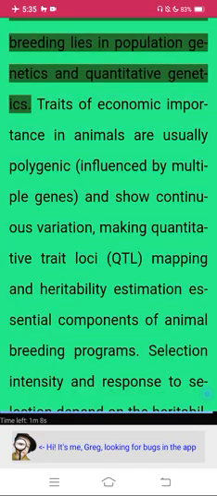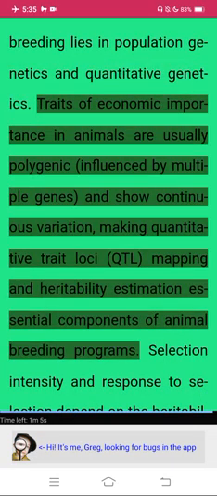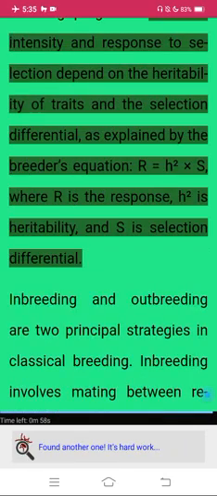The foundation of animal breeding lies in population genetics and quantitative genetics. Traits of economic importance in animals are usually polygenic, influenced by multiple genes, and show continuous variation, making quantitative trait loci (QTL) mapping and heritability estimation essential components of animal breeding programs. Selection intensity and response to selection depend on the heritability of traits and the selection differential, as explained by the breeder's equation: R equals h squared times S, where R is the response, h squared is heritability, and S is the selection differential.